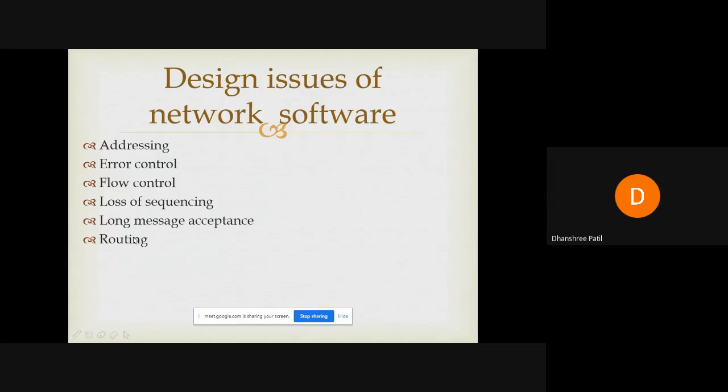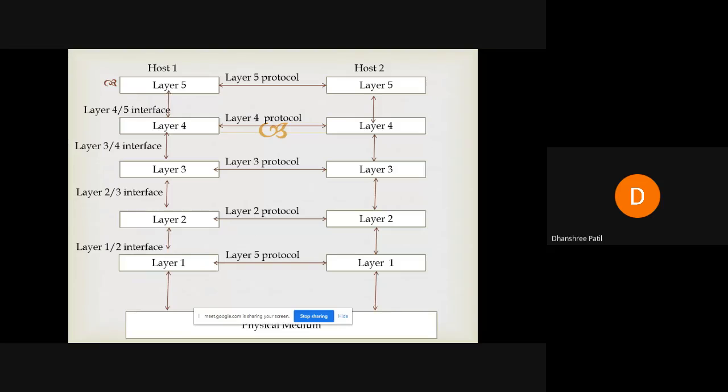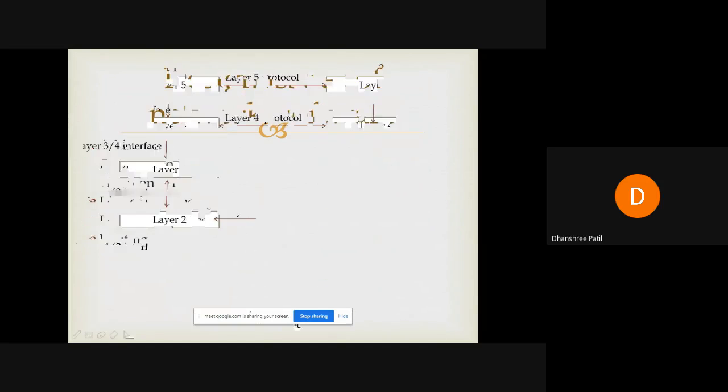Similarly, even in a network, there are lots of paths to reach the destination, but only the path which will reach in a minimum time or minimum distance can be chosen. So that is nothing but the routing. So these are some issues which are taken into consideration while designing the network or while designing this layered architecture. Okay, so these are the issues.